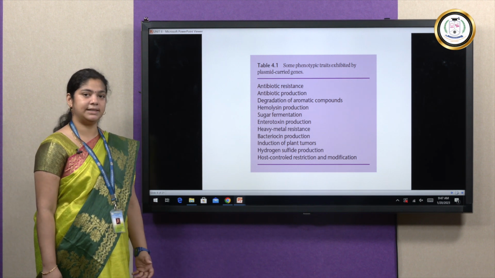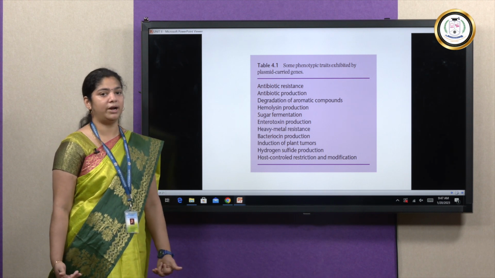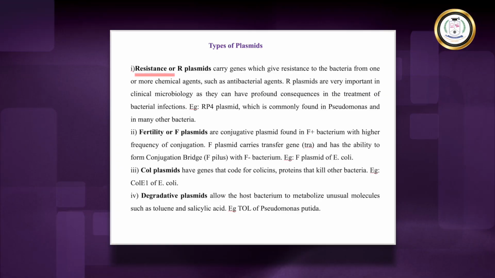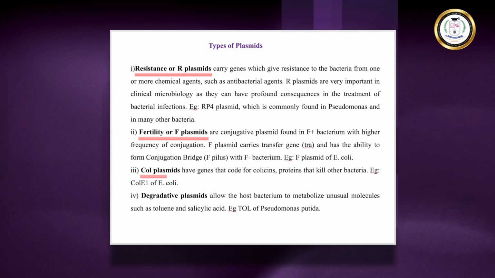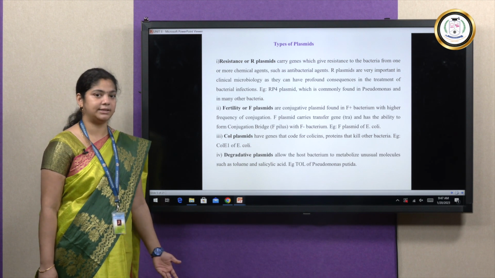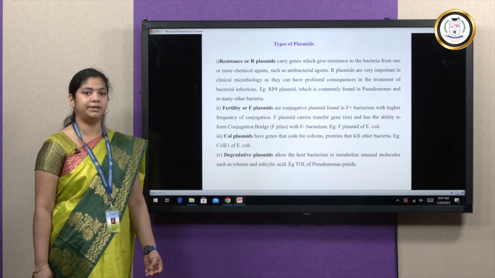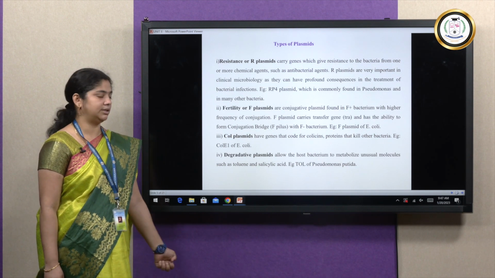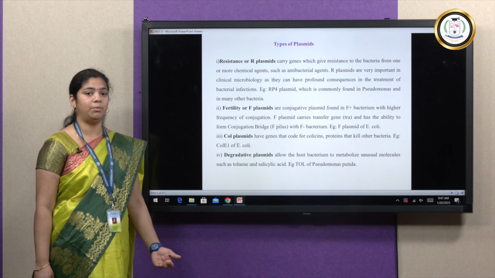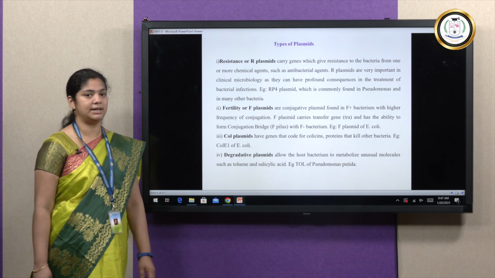So naturally they are present in the environment, and we are going to use these vectors in manipulating our own target gene of interest. You have many types of plasmids, which include resistance plasmid, fertility plasmid, col plasmid and degradative plasmid, where a resistance plasmid is one where you have a particular resistance, for say an antibiotic. This resistance plasmid can make the treatment of bacterial infection very tedious, because nowadays antibiotic resistance among bacteria is more common. It's because of this resistance plasmid.